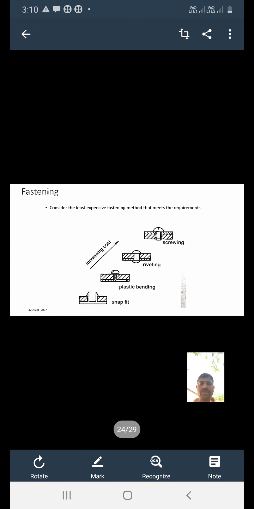There are some more examples given again. Snap fit is there, plastic bending is there, riveting is there, screwing is there. These are all expensive. In the fastening methods, the least expensive is there, and fastening increases cost. If you take the snap fit, the cost is less. If you take plastic bending, then the cost is more than the snap fit. Then riveting is there, and again the cost will increase.